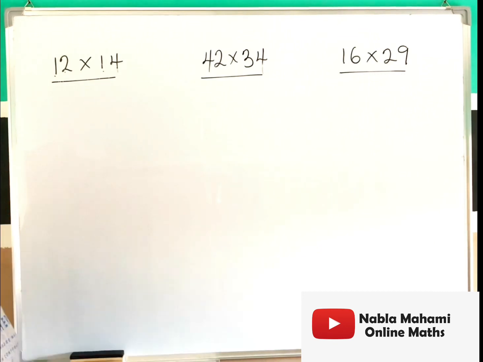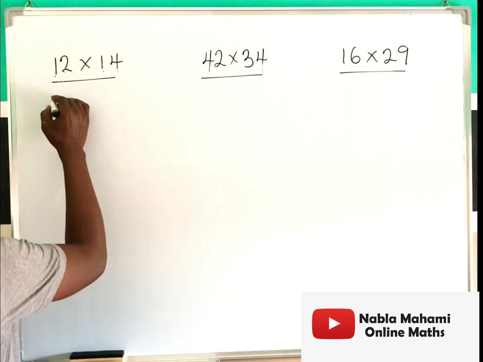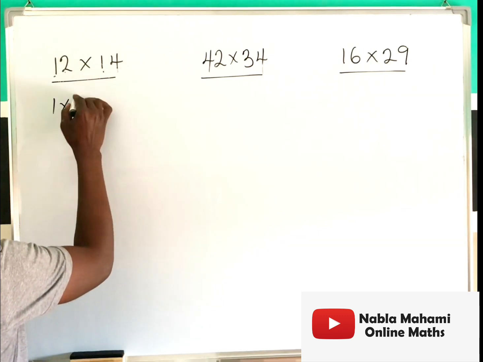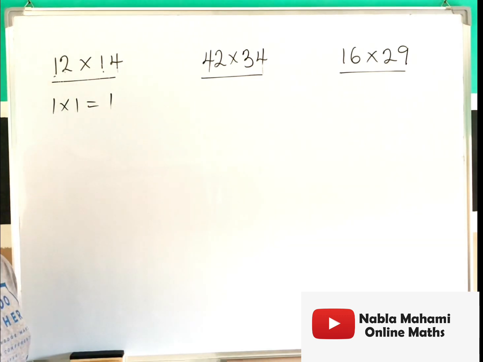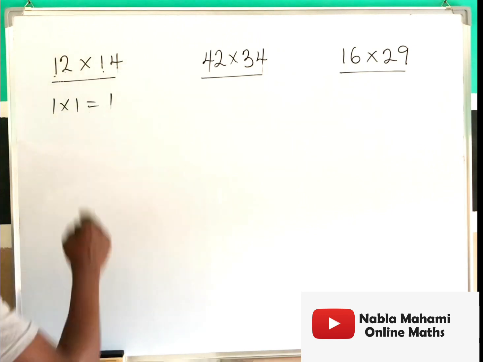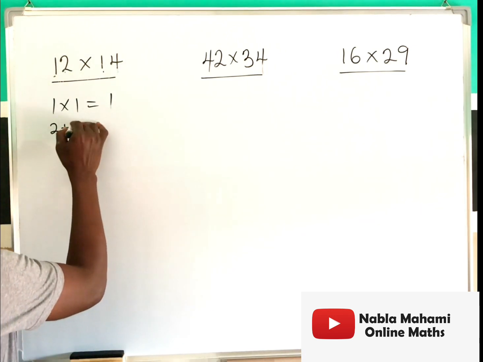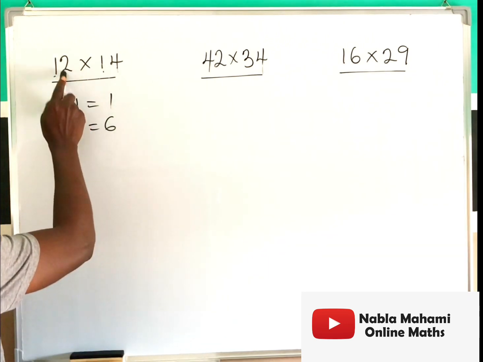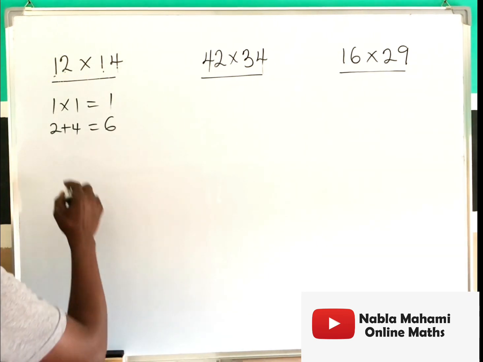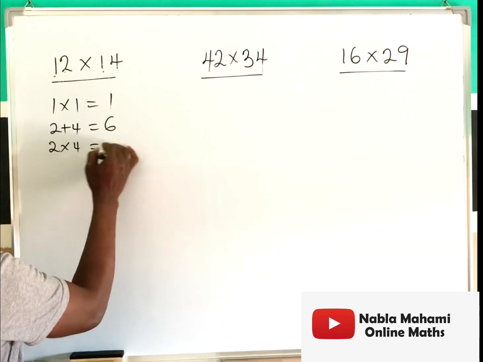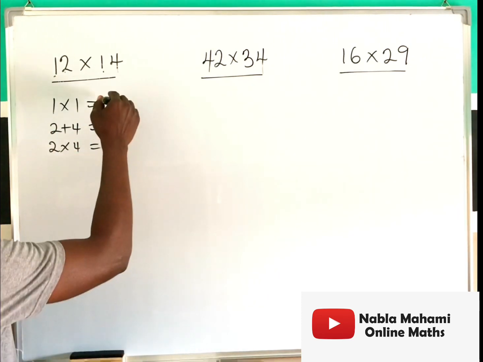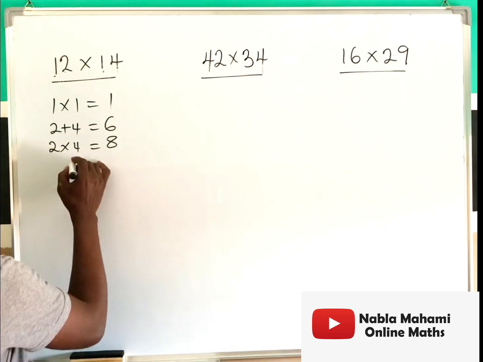I said if you are to use the vertical form, you take the first digit here and multiply by the first digit here. That is 1 times 1, and I'll get 1. Then the next step, take the second digit and add to the second digit. So 2 plus 4, then I'll get 6. Then the next step, you take the last digits and multiply them. That is 2 times 4, and that will give me 8. After this, you now take your answer vertically, by writing 168.